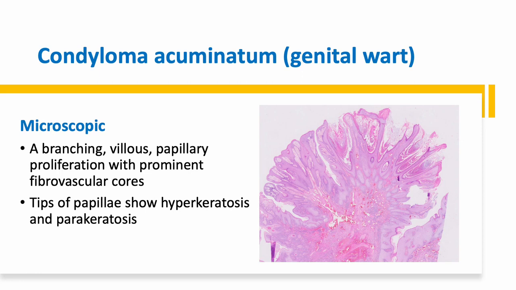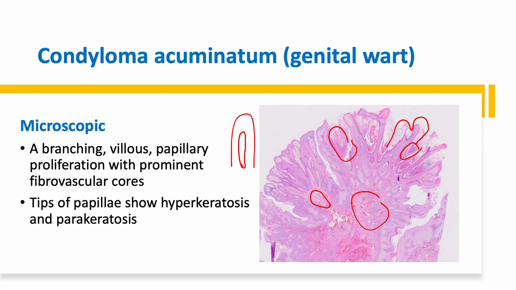In the microscopic picture, we can see the branching papillary structure with prominent hyperkeratosis and parakeratosis and a prominent fibrovascular component. So we have the papillary structure and we have the fibrovascular part. The squamous epithelium is proliferating with a lot of keratinization, with hyperkeratosis and parakeratosis.